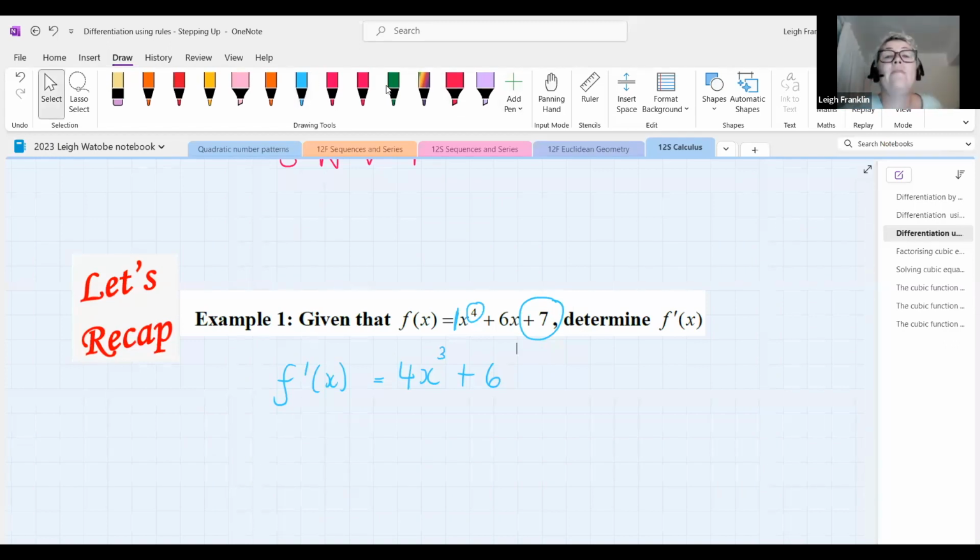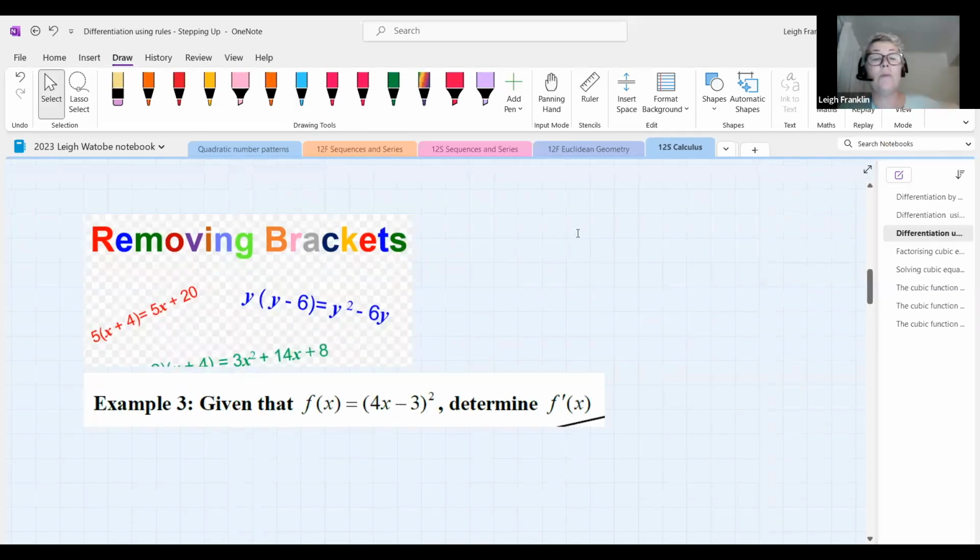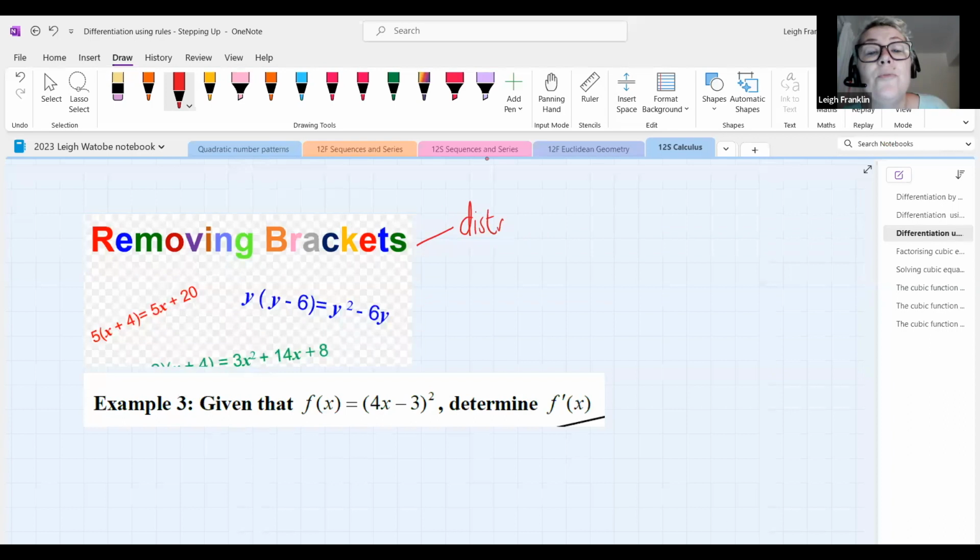Let's go and have a look at something a little bit more complicated than this. Okay, so let's talk about what happens when we remove brackets. So either they can expect us to remove brackets by doing FOIL, or they can expect us to remove brackets by distribution, or FOIL. It just depends on what they end up giving us.